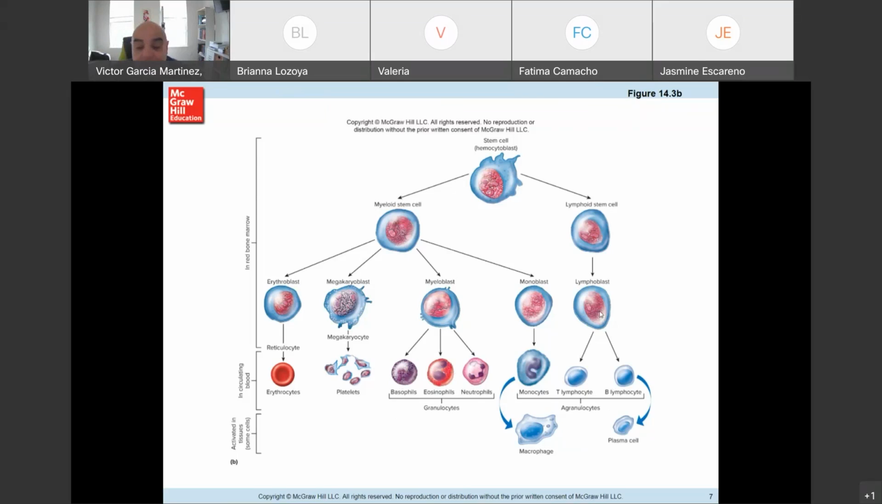Then you have the granddaughters and grandsons of the lymphoid daughter. And you have agranulocytes. And if you remember, it's only two, monocytes and lymphocytes. Lymphocytes, they could be T cells or B cells. We're going to talk about that later.